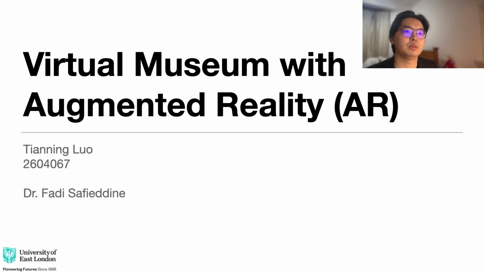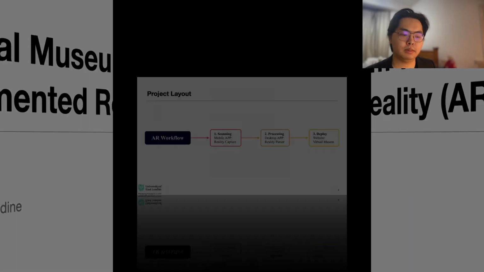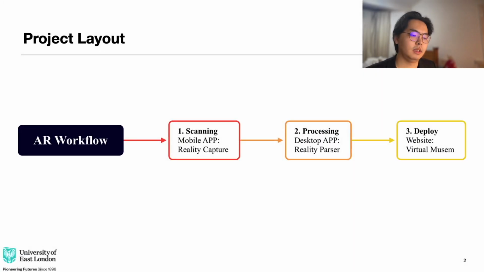The title is Virtual Museum with Augmented Reality. This project aims to build an AR workflow for museums to easily implement AR in their online exhibitions and virtual museum. This workflow has three parts: a mobile app for data capture, a desktop app to process data into 3D models, and a website to show how AR can be implemented.